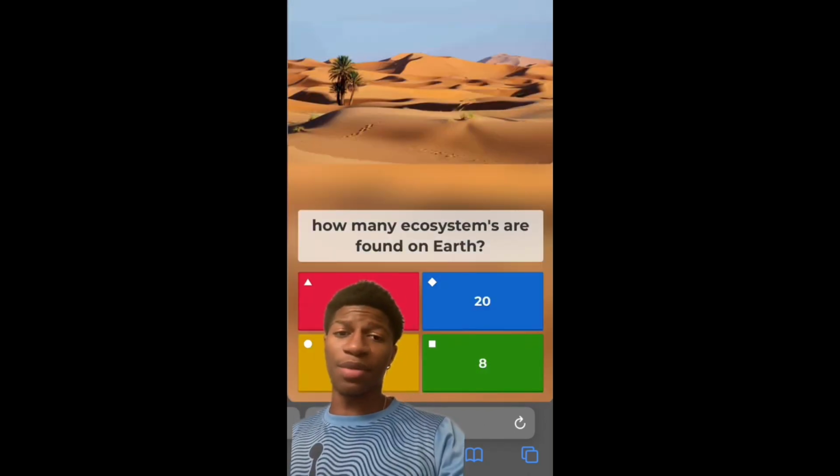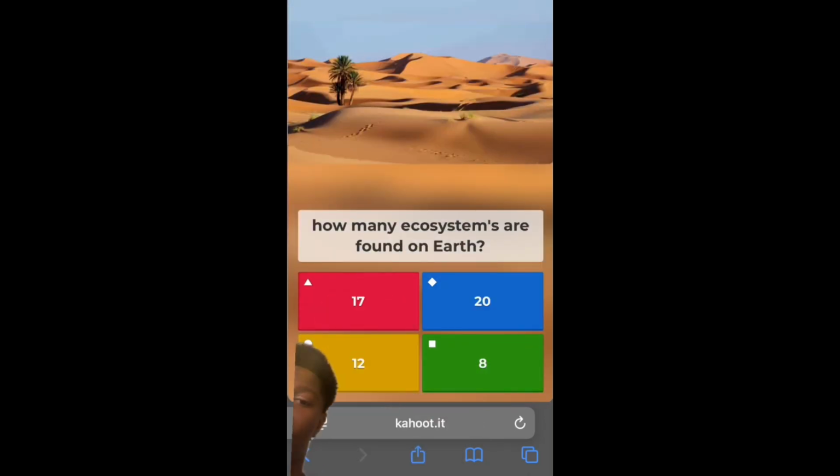Next question is, how many ecosystems are found on Earth? We have 17, 20, 12, and 8. 17 is not the correct answer. 20 is not the correct answer. And 8 is not the correct answer. The correct answer here would be 12.